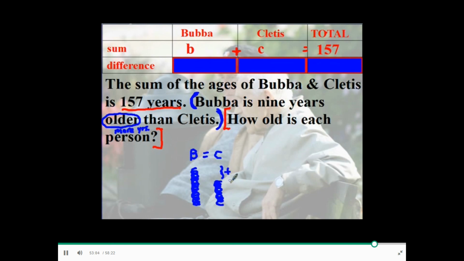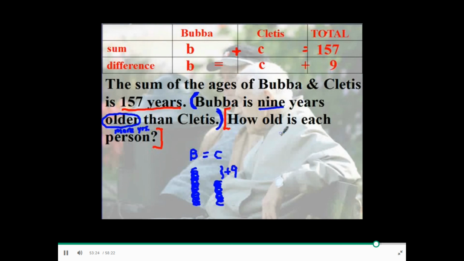So we've got Bubba's stack equals Cletus' stack plus the 9 extra cakes that we had to add on there to make them both equal. So over here, I'm going to put B equals C plus 9. Now I have two equations, and as you see, we can do substitution because B equals C plus 9. I can substitute C plus 9 up here in place of B.